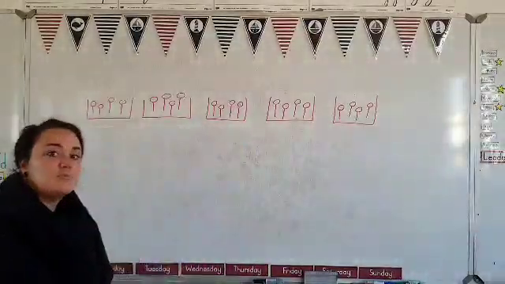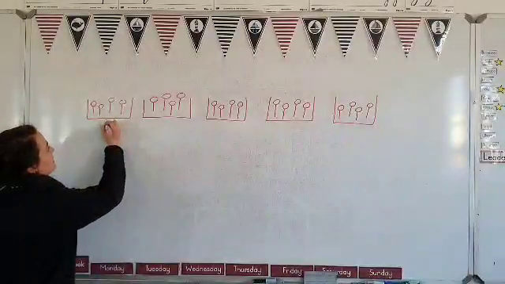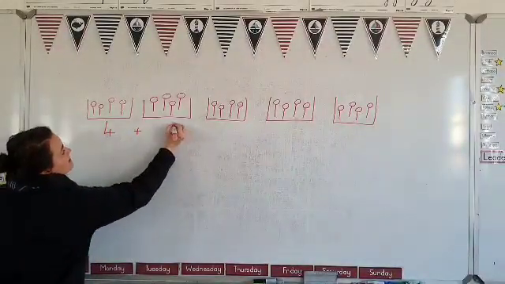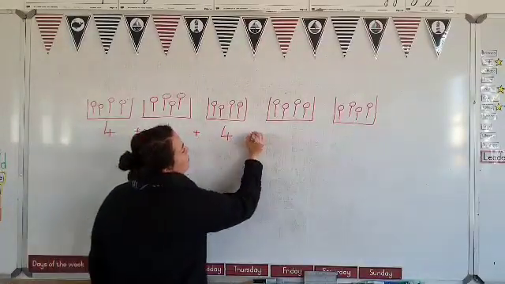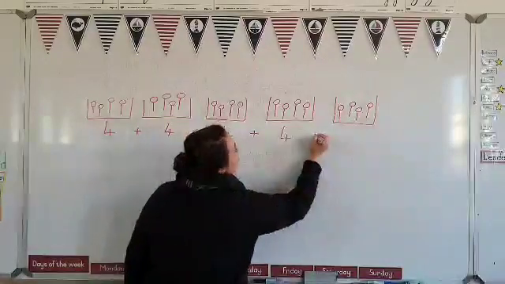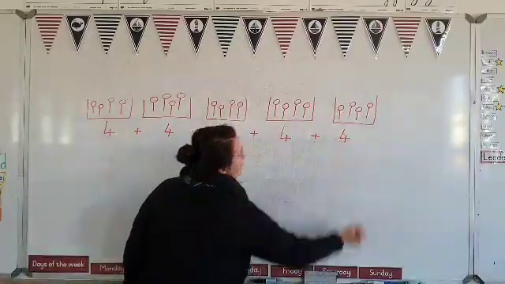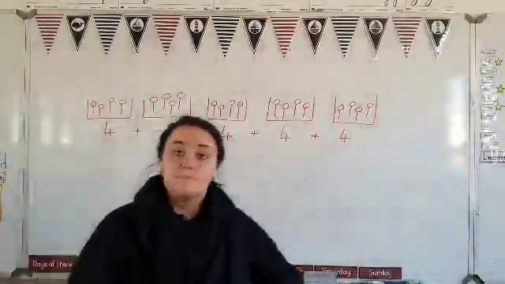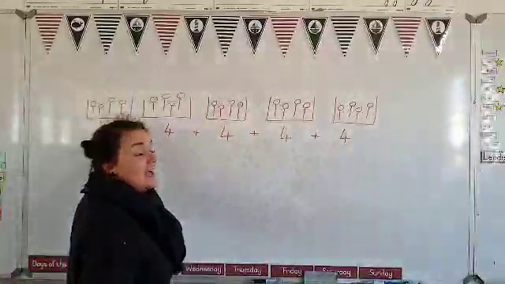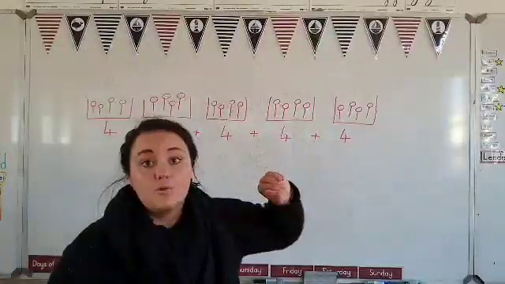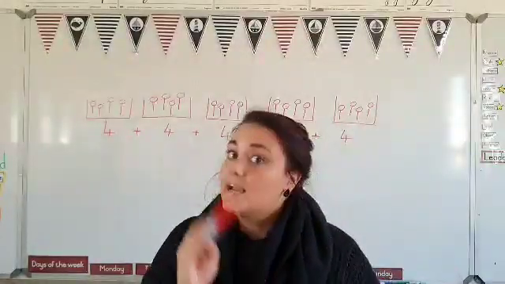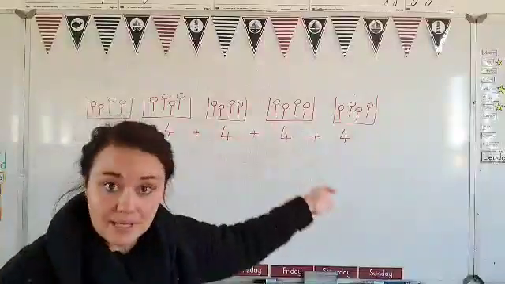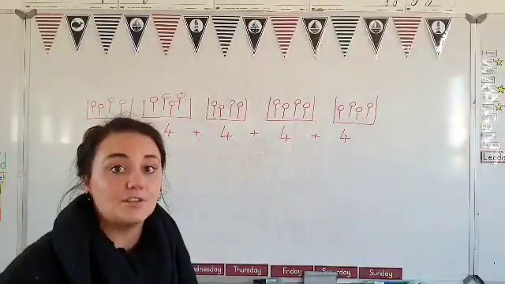Okay, so if it was addition, it would have been 4 plus 4 plus 4 plus 4 plus 4. Now remember, multiplication is when you have groups with the same amount inside each group. It's also as soon as you see one number is repeating itself. That's how you know something is going to be multiplication.